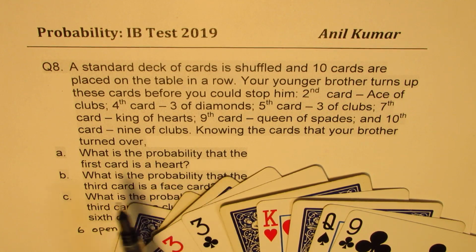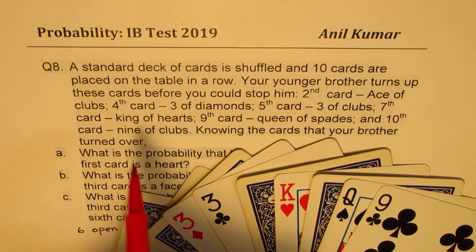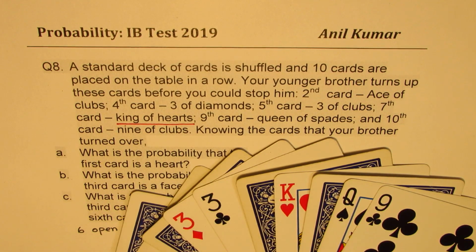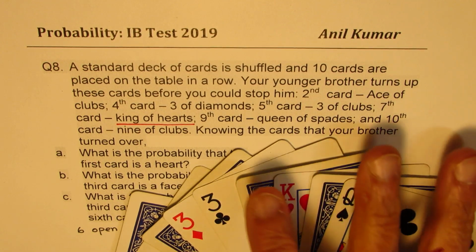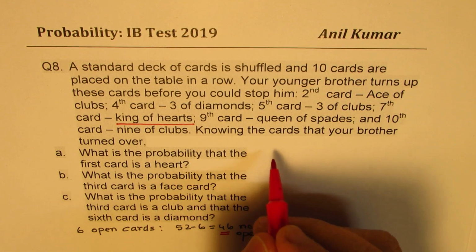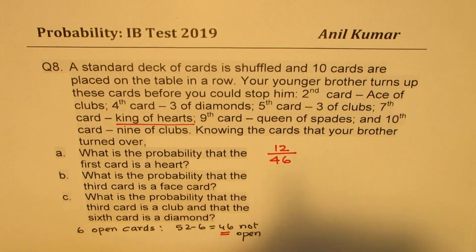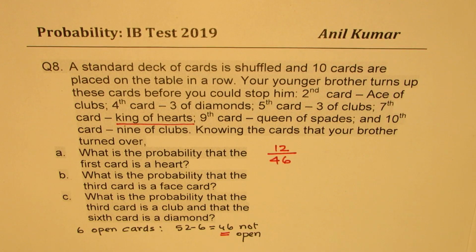What is the probability that the first card is hearts? Now from the open cards, we have one heart, right? We already have one heart, which is king of hearts. So what is the probability that the first card is heart? Out of 13, we have already taken away 1. So we are left with 12, correct? So the probability is 12 out of 46, right? So we have 46 left. And as far as the hearts are concerned, only 12 are left, right? So we have 12 over 46 as the answer. Does that make sense to you, correct?